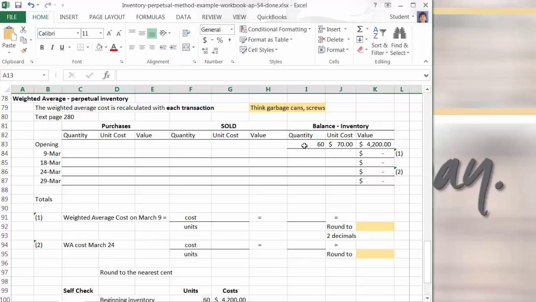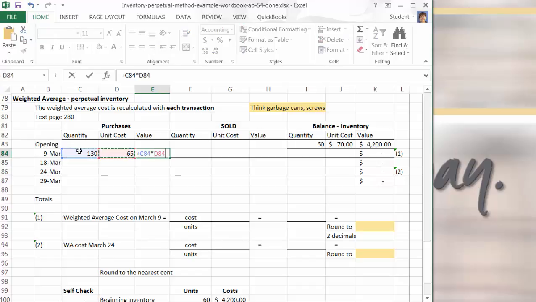Okay, remember we started with 60 units at a cost of $70 each, value of $4,200. Now, on March 9, 130 units were purchased at a unit cost of $65, total value of $8,450. At this point, we have 190 units, 60 from our beginning inventory, 130 new, and to value them with the weighted average method, we need to determine the average cost. So we're going to come down here and do the first calculation.